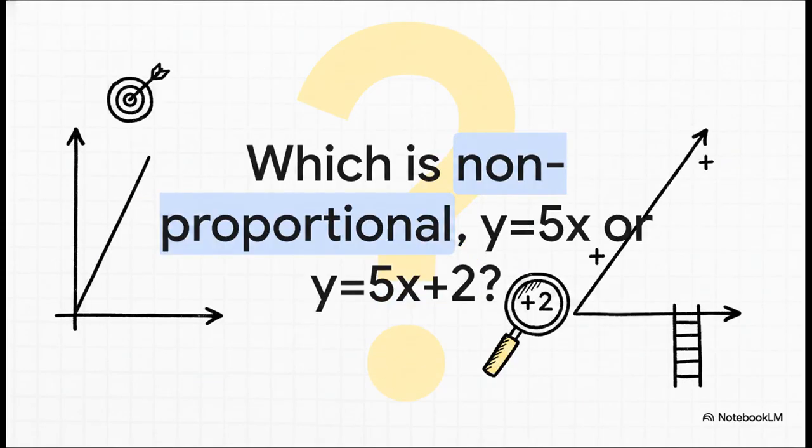Moving right along to question 4. Compare these two side by side, y equals 5x and y equals 5x plus 2. Can you find the one harboring the hidden starting value? Which one is non-proportional? You guessed it, it's the second one, y equals 5x plus 2. And that's all because of that extra plus 2 shifting the entire line.